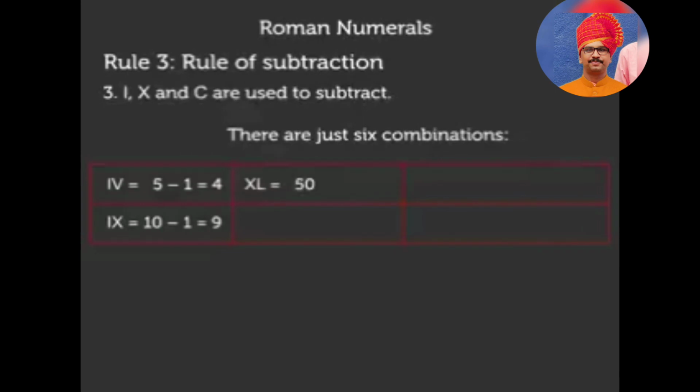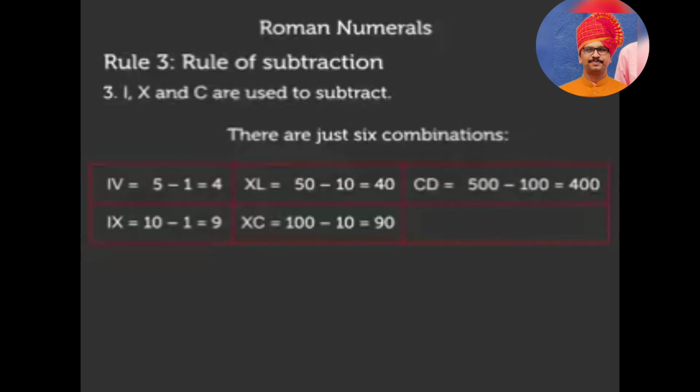XL is equal to 50 minus 10 is equal to 40. XC is equal to 100 minus 10 is equal to 90. CD is equal to 500 minus 100 is equal to 400. CM is equal to 1000 minus 100 is equal to 900.